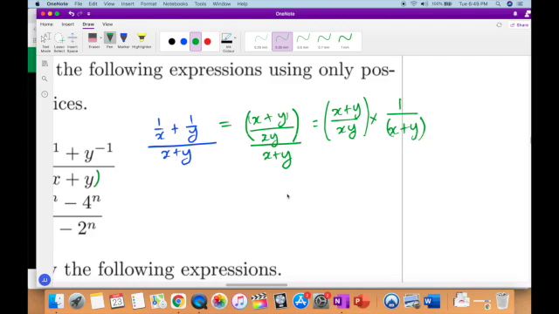Yes, sir. Right? Because if I have 3 divided by 2, that is the same as 3 multiplied by 1 over 2. You could see that everything that I am doing in algebra, I should be able to back it up using an arithmetic example. If you can do it with arithmetic, you could do it with algebra. And now we could see that this x plus y will cancel with this x plus y. And now we have 1 over xy as the final answer.